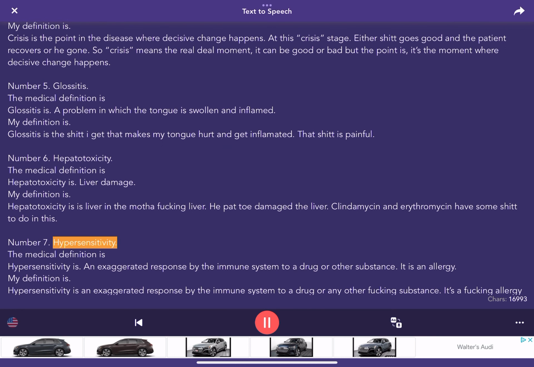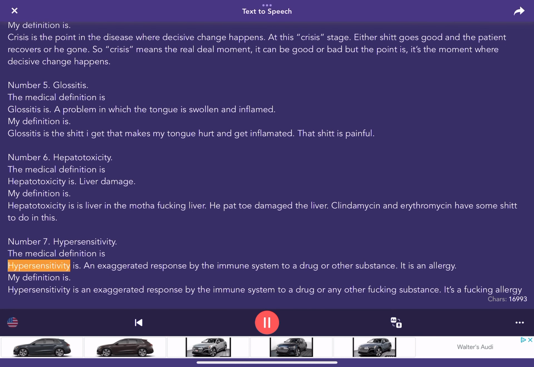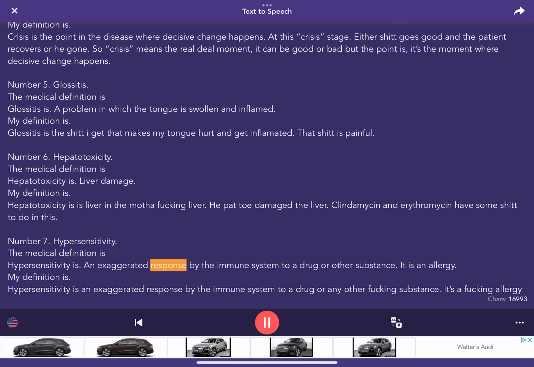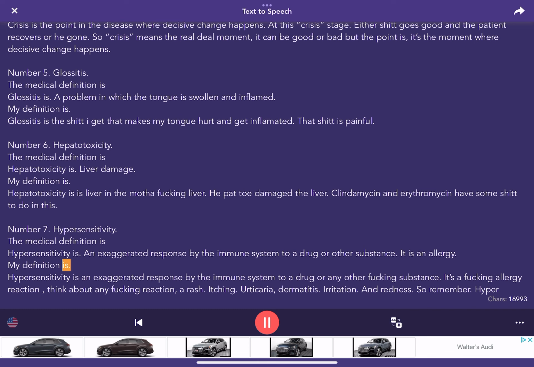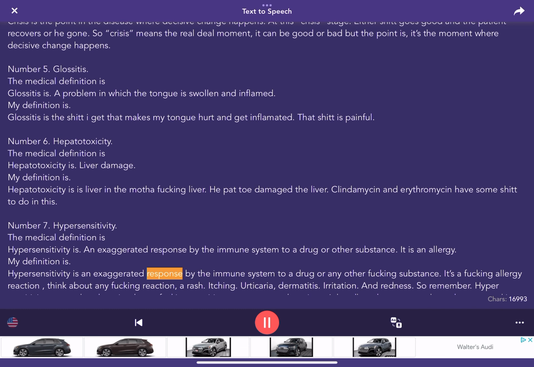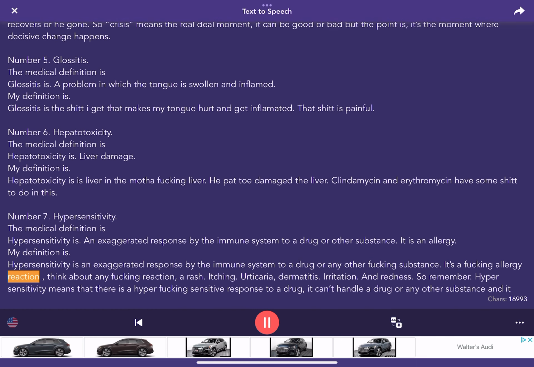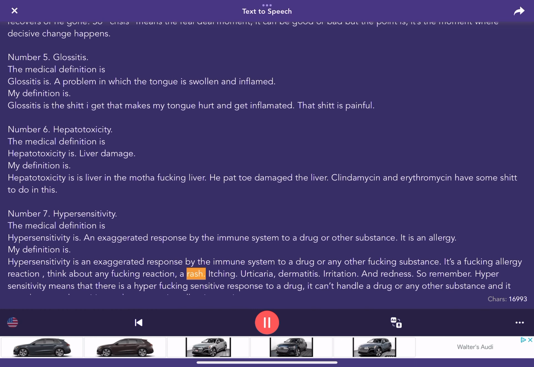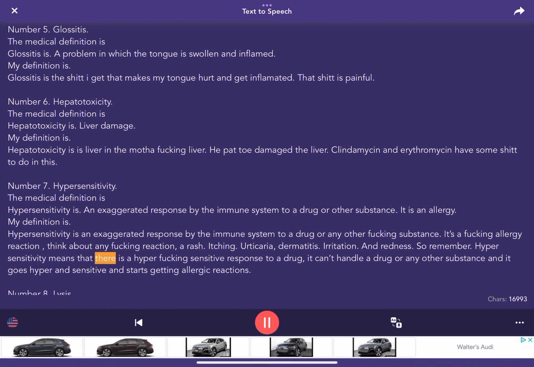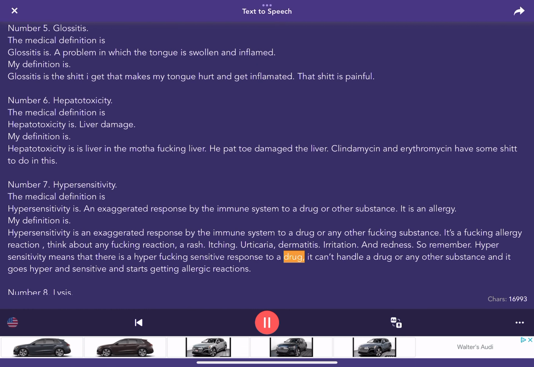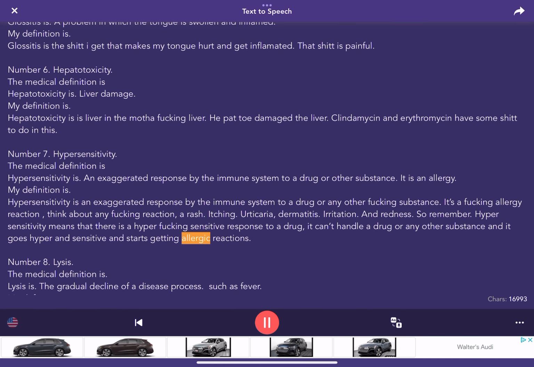Number 7. Hypersensitivity. The medical definition is: hypersensitivity is an exaggerated response by the immune system to a drug or other substance. It is an allergy. My definition is: hypersensitivity is an exaggerated response by the immune system to a drug or any other fucking substance. It's a fucking allergy reaction. Think about any reaction: a rash, itching, urticaria, dermatitis, irritation, and redness. So remember, hypersensitivity means that there is a hypersensitive response to a drug. It can't handle a drug or any other substance, and it goes hyper and sensitive and starts getting allergic reactions.